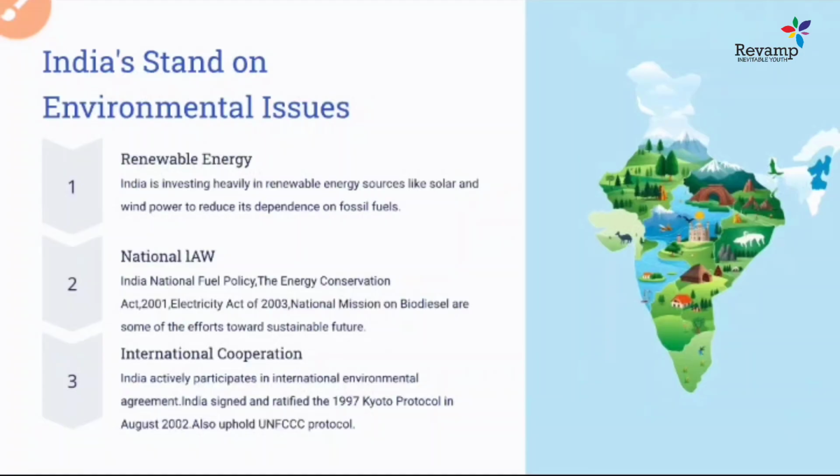And not only that, a lot of national laws were also formulated for the better implementation of this policy. Like, India already had a national fuel policy, the Energy Conservation Act of 2001 was formulated, the Electricity Act of 2003, and the National Mission on Biodiesel. These are some of the efforts from India's front. With this biodiesel mission, we try to replace diesel with environment-friendly things like ethanol mixing, and all these things were started. With the Energy Conservation Act, we try to limit the use of electricity. So all these were the efforts taken by the Indian government for its safeguards.